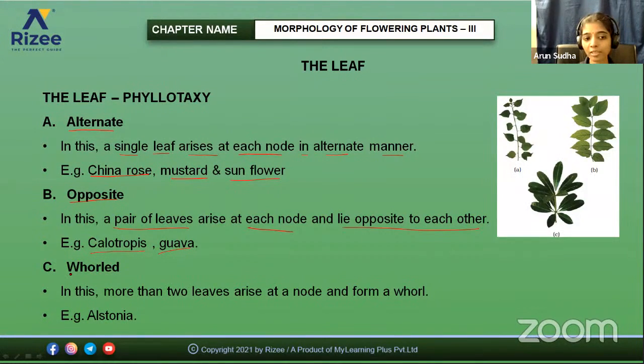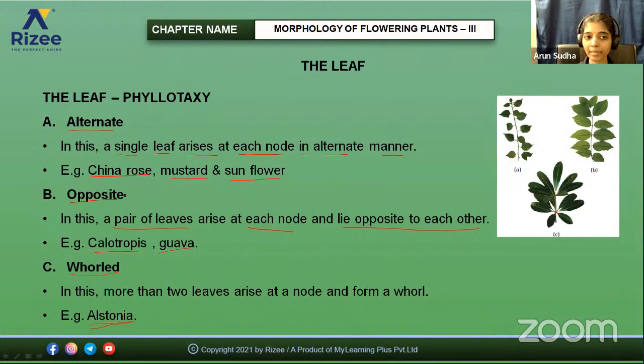And what do you mean by whorled? In this, more than two leaves arise at a node. So if you take a node, here many leaves are attached. Here at one node, one leaf, here at one node, two leaves, and here at one node, many leaves are attached. So more than two leaves arise at a node and they form a whorl. Example is Alstonia. So these are the different forms of arrangement of the leaves on the stem. That is the phyllotaxy. It may be either alternate or opposite or whorled.